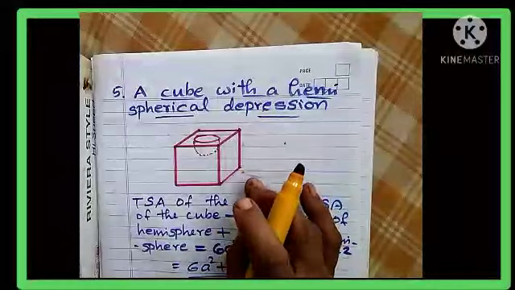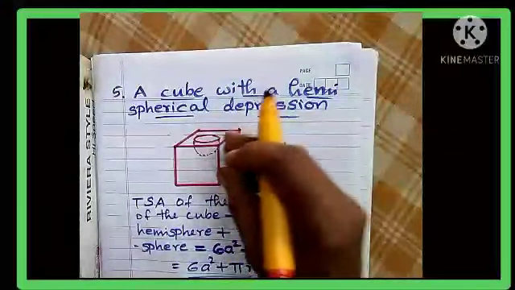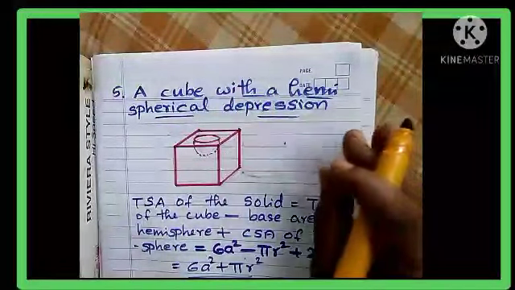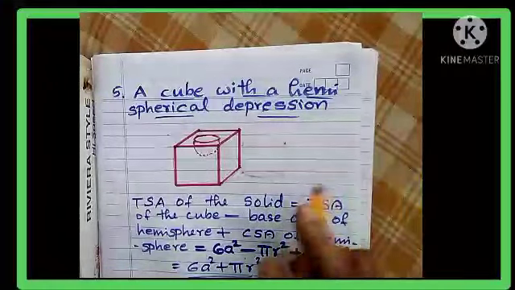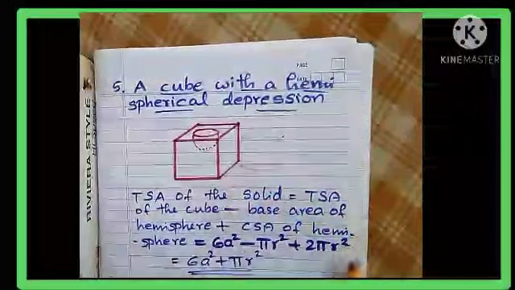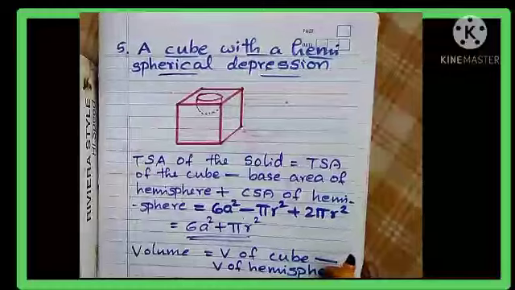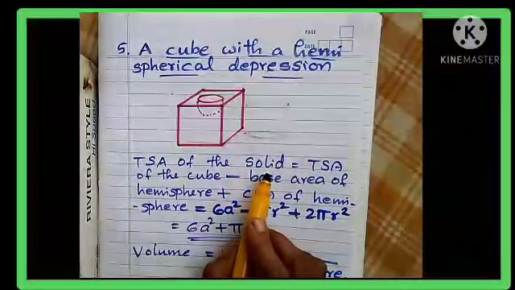Suppose it is a wooden cube. Then from there, some hemispherical shape we are taking out. That much wood is taken out. Understand? That is why it is given as a depression. Now, how can we find the total surface area of the solid?